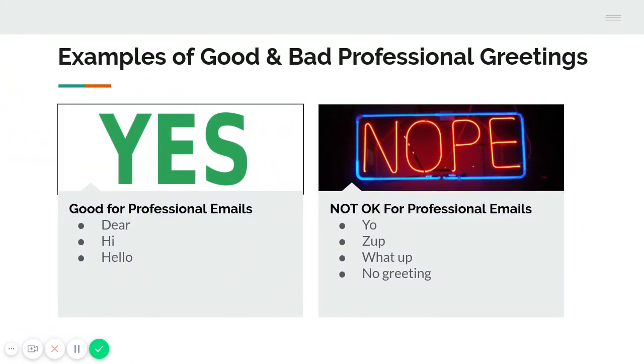Here are some other examples. So you could start with "Dear Mr. Mort," "Hi, Miss Wheeler," "Hello, Miss Cousins." Those all work for professional emails. And then you put a comma afterwards.